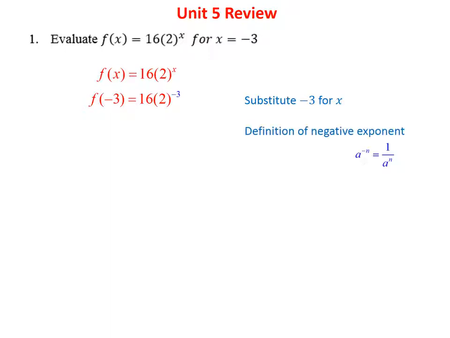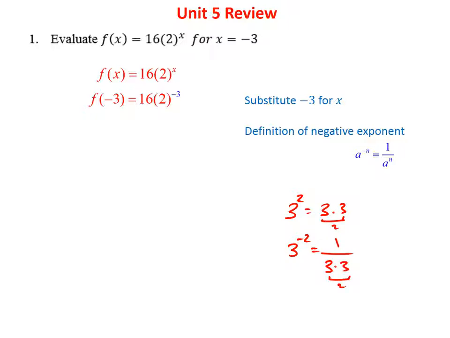The next step, we have to recognize what a negative exponent is. We remember that a positive exponent, for example, 3 squared, means to multiply 3 times itself 2 times. It's repeated multiplication. However, a negative exponent never means a negative number. It means the opposite of repeated multiplication, which means I'm going to divide by 3 2 times.